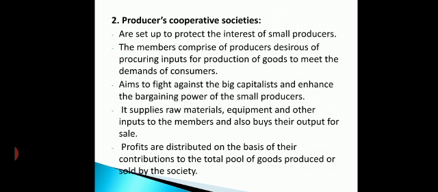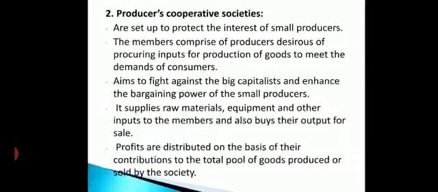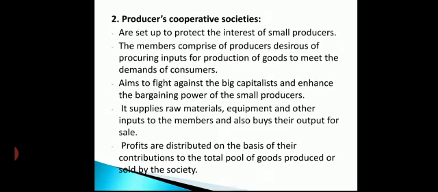Second one is producers cooperative societies. These societies are set up to protect the interest of small producers. The members comprise producers desirous of procuring inputs for production of goods to meet the demands of consumers. It aims to fight against the big capitalist and enhances the bargaining power of the small producers. It supplies raw materials, equipment and other inputs to the members and also buys their output for sale. Profits are distributed on the basis of their contributions to the total pool of goods produced or sold by the society.